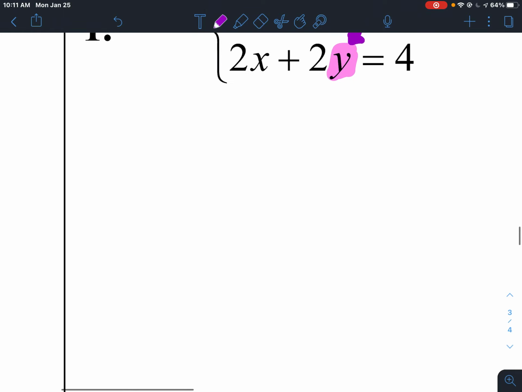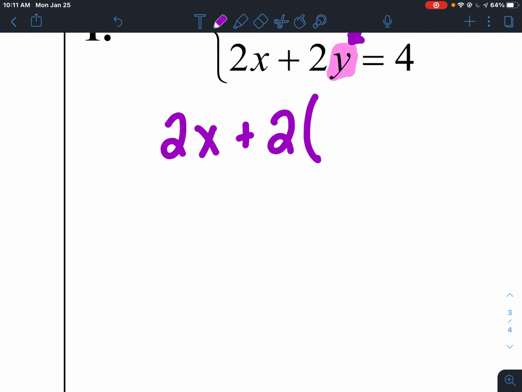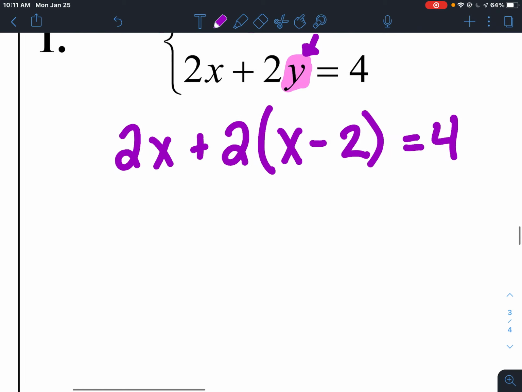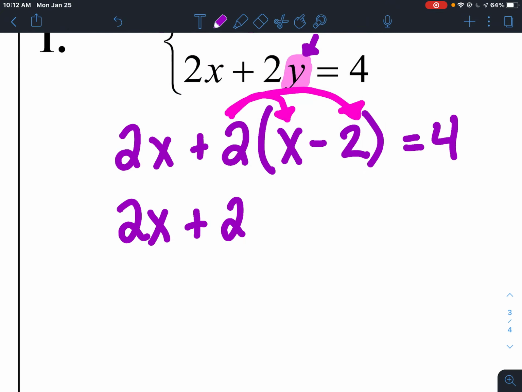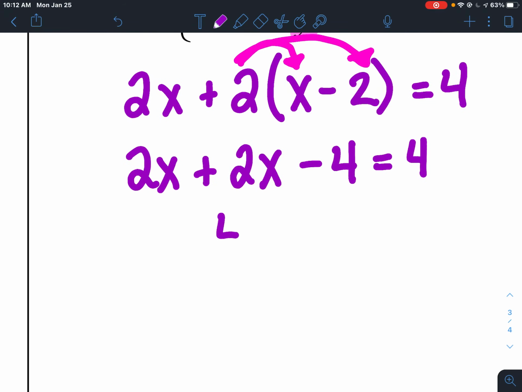So then 2x plus 2 times y, and what did y equal? y equaled x minus 2. And then that all equals 4. Now I have to distribute. Like I said in the last one, this is where we distribute if there's a number here, but there wasn't before. So now I can distribute this 2 to the x and to the negative 2. So I will have 2x plus 2 times x is 2x. 2 times negative 2 is negative 4 equals 4. 2x plus 2x is 4x.